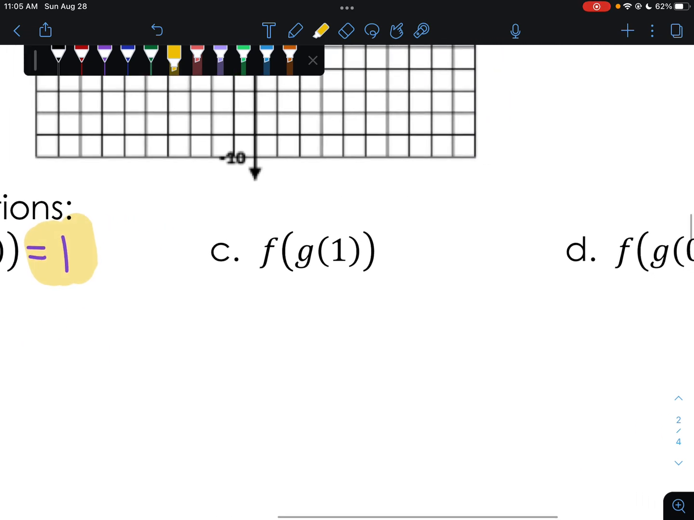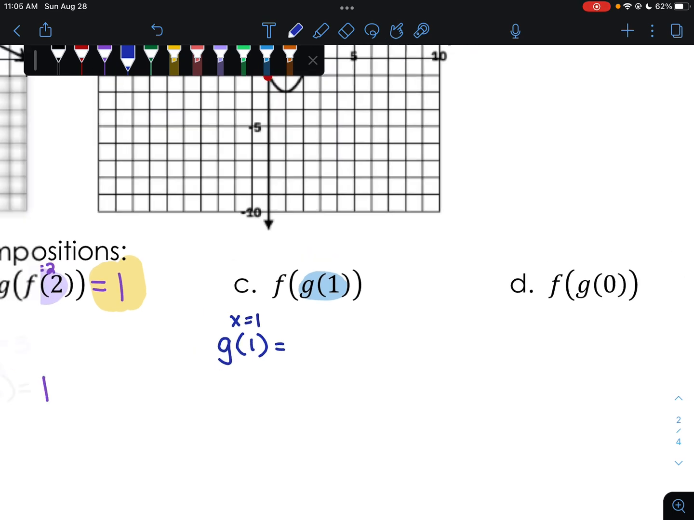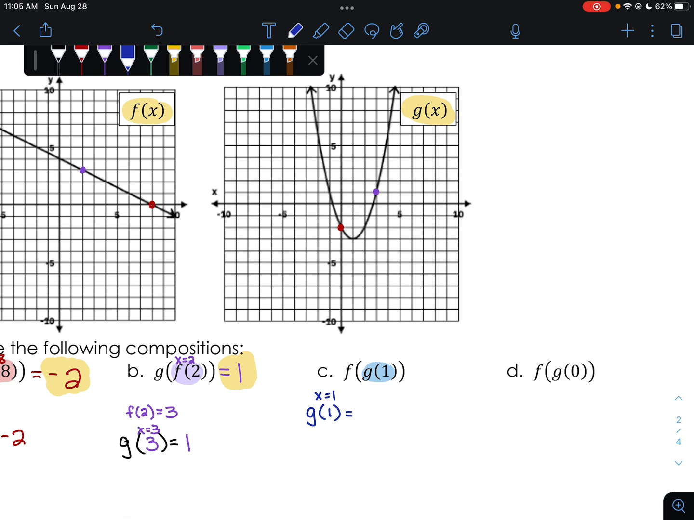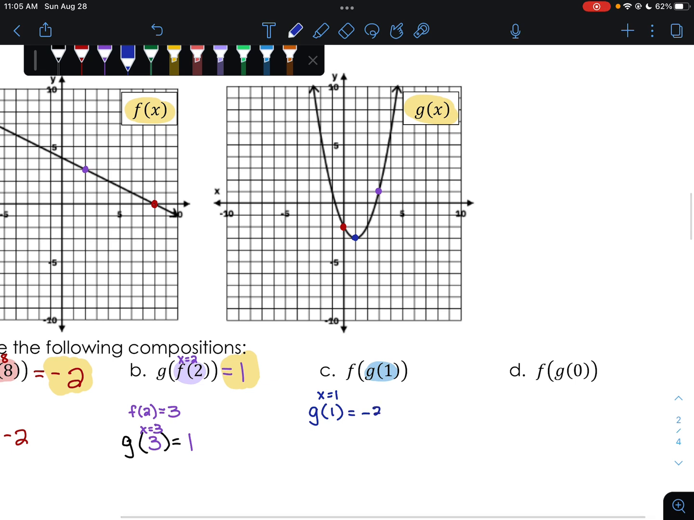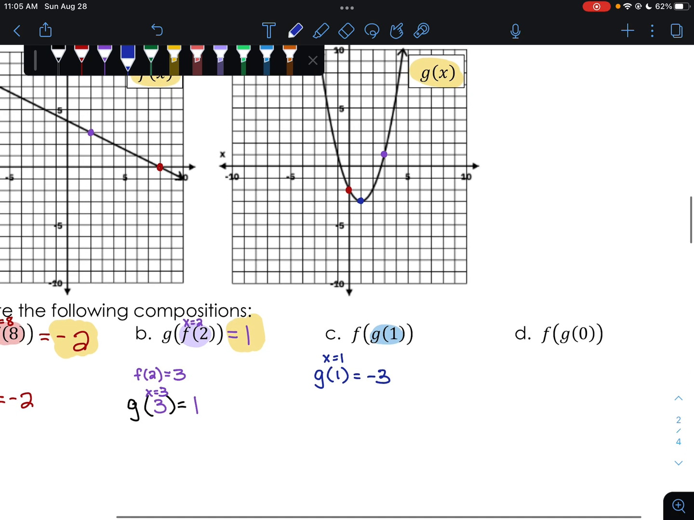Okay, C, I have f of g of 1. So my inside function is g of 1. So I start with that. It's telling me that when x equals 1, what is the y value in g? So I have to make sure I start on the right graph. So when x is 1 in g, that y value is negative 3. Now I can rewrite this as f of negative 3.